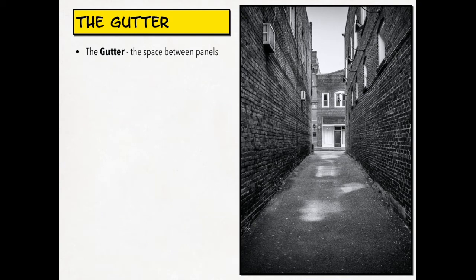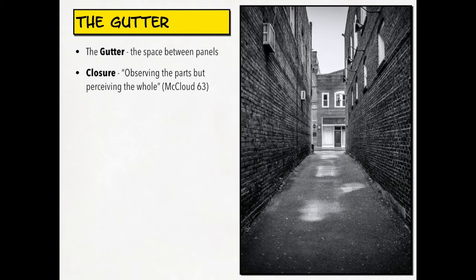Now, the gutter refers to the place between panels. So, one panel border, a blank space, and another panel border. It doesn't necessarily have to be a specific panel border, but it refers to that place that lets us know that we've moved from one panel to another. Sometimes it's white space, sometimes it's black, sometimes it's just a line.